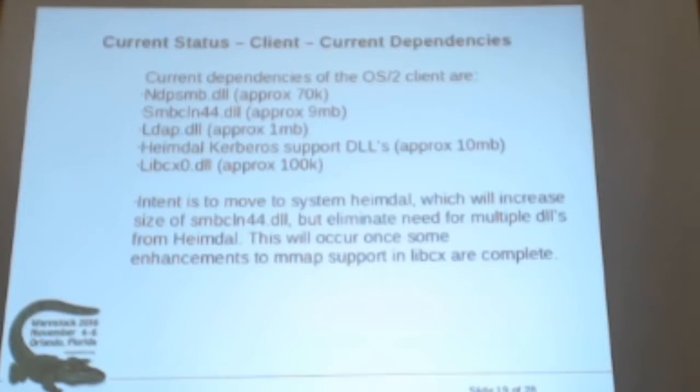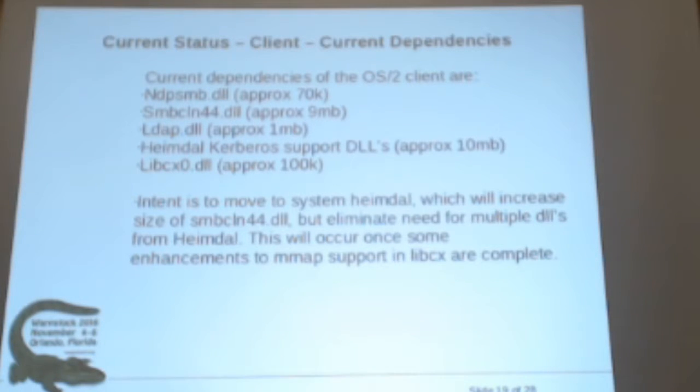Okay, client current dependencies. So as I mentioned, there is a higher list of dependencies. So at the moment, there's no real easy way to install this. It's a matter of unzipping files. At some point, we'll get to the point where we make this a little easier to install. But what we have is a NetDrive plugin, which is quite small, that just has the interface between NetDrive and Samba. It's only about 70K.